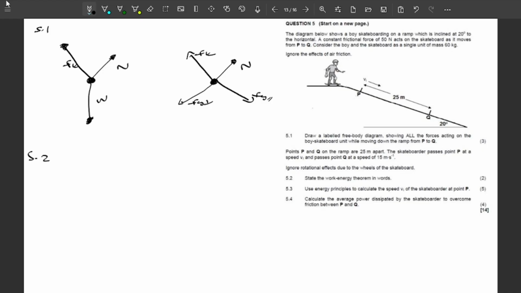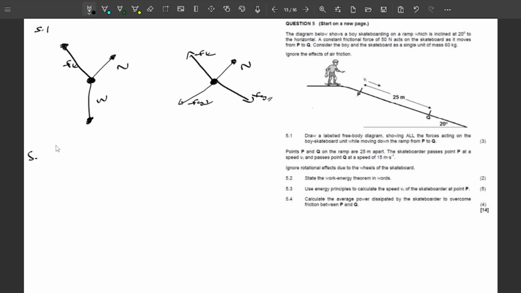Now moving to 5.2, it says point P and Q on the ramp are 25 meters apart. The skateboarder passes point P at the speed v initial and passes point Q at a speed of 15 meters per second. And 5.2: state the work energy theorem in words. Now, as I say, I do not write definitions here, but we do usually state it. The definition of the work energy theorem is the total net work done on an object equals the change in kinetic energy of the object. That's the answer for 5.2.